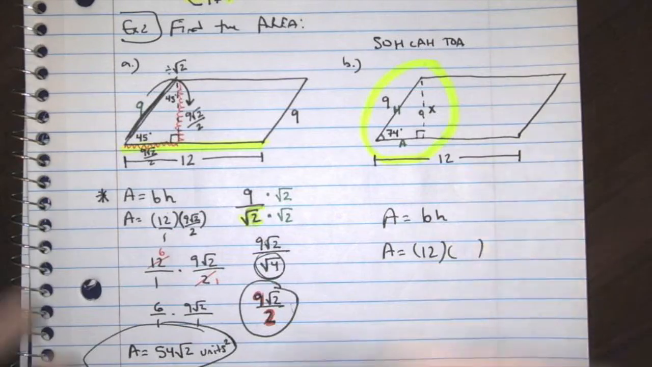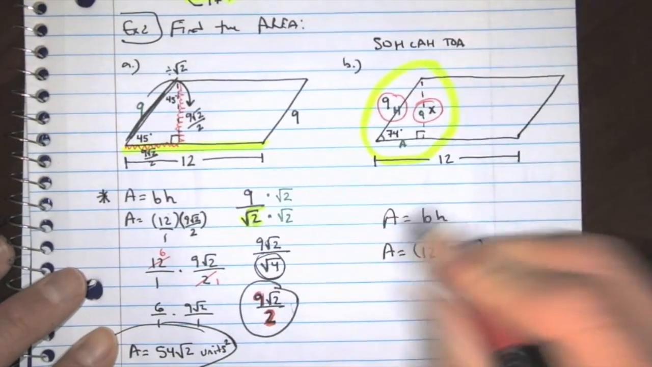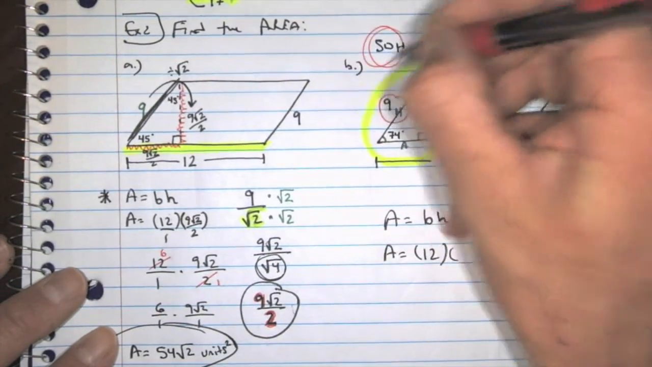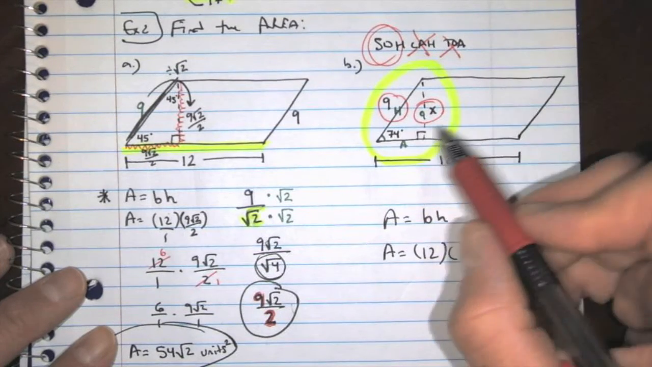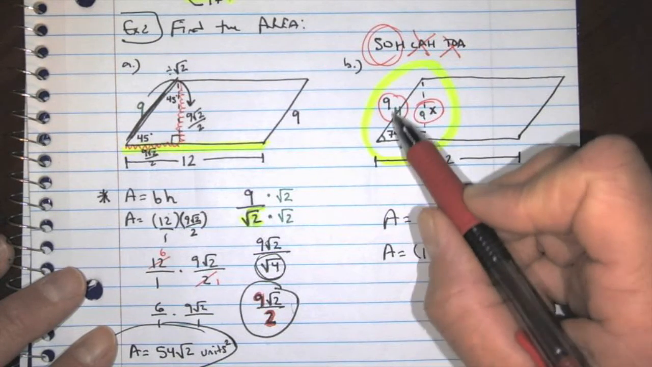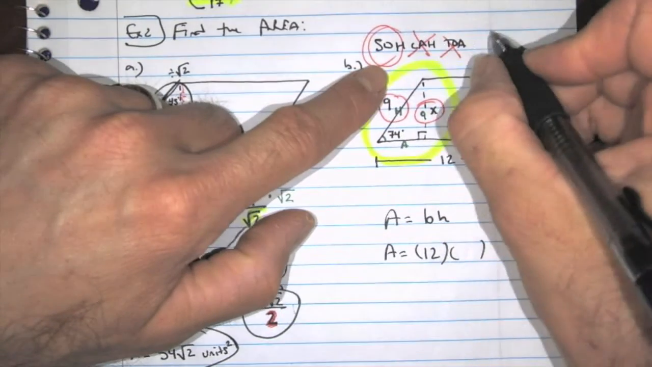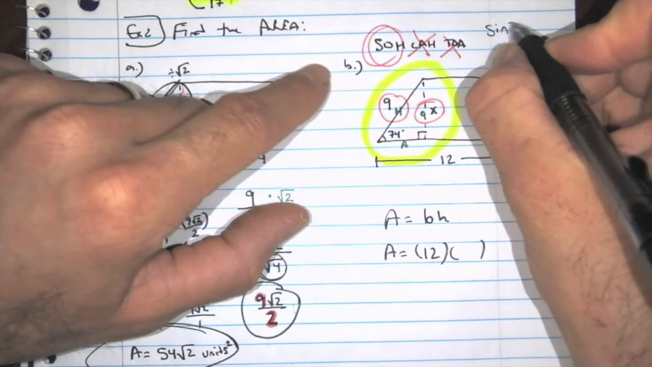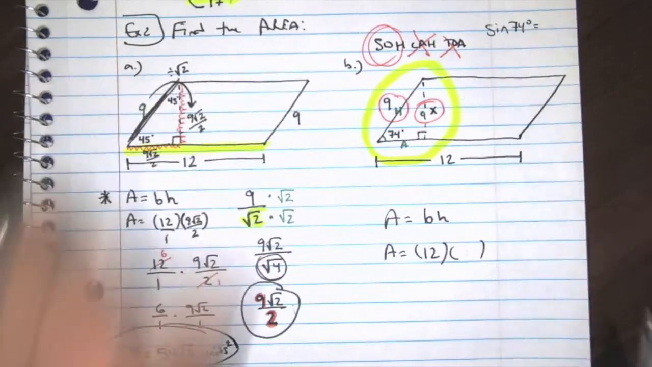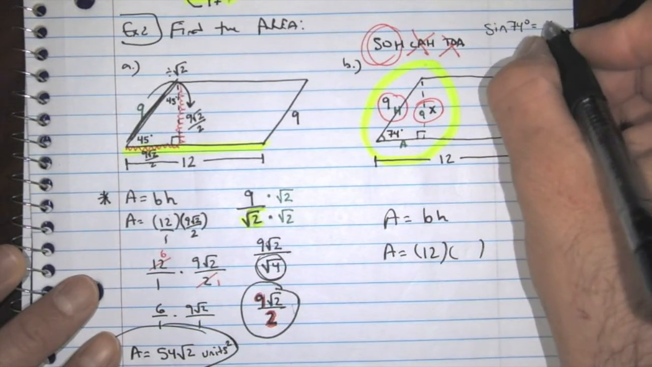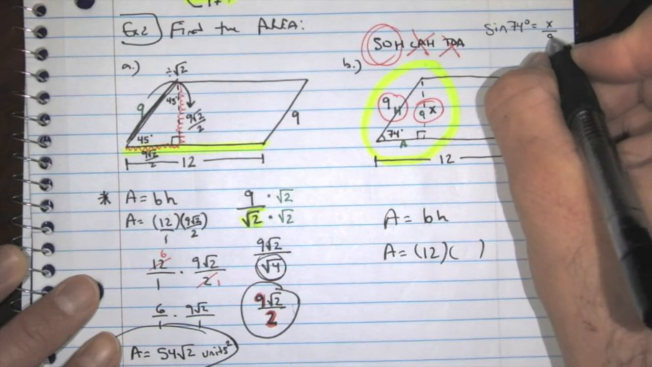Does anybody remember SOHCAHTOA? Identify your opposite, your hypotenuse, and your adjacent, please. Let's see, this is your angle that we're working with. So your hypotenuse is right there, your opposite's right there, your adjacent's right there. So we are working with the opposite and the hypotenuse. Not cosine, not tangent. We're working with the opposite, x, and the hypotenuse, 9. Yeah, it's a sine. So folks, it'd be the sine of 74 degrees equals the opposite, x, over the hypotenuse, 9.